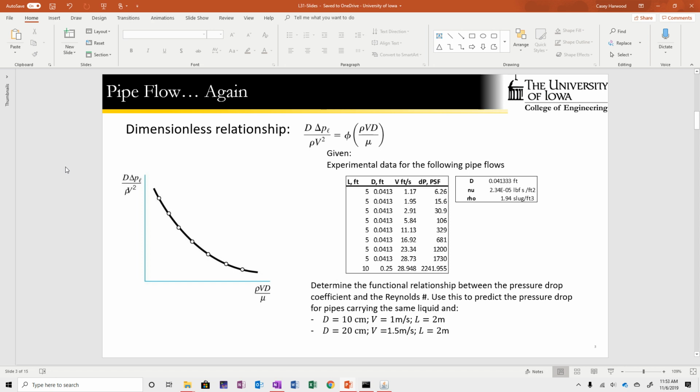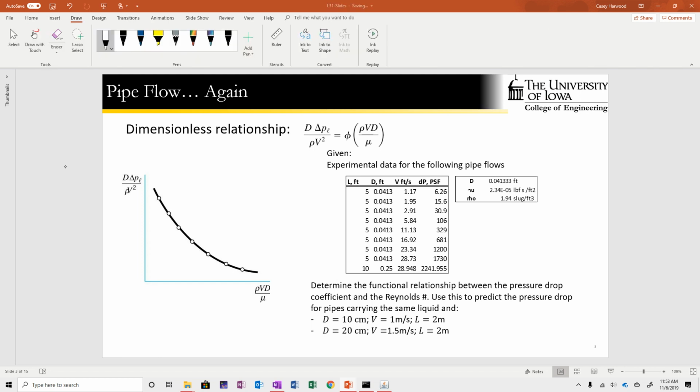So we're given a dynamic viscosity, so I should fix that. It's actually mu, not nu. And the density for water. And we're asked to use this data to predict the pressure drop for pipes also carrying water, but with totally different diameters, different systems of units and different lengths.